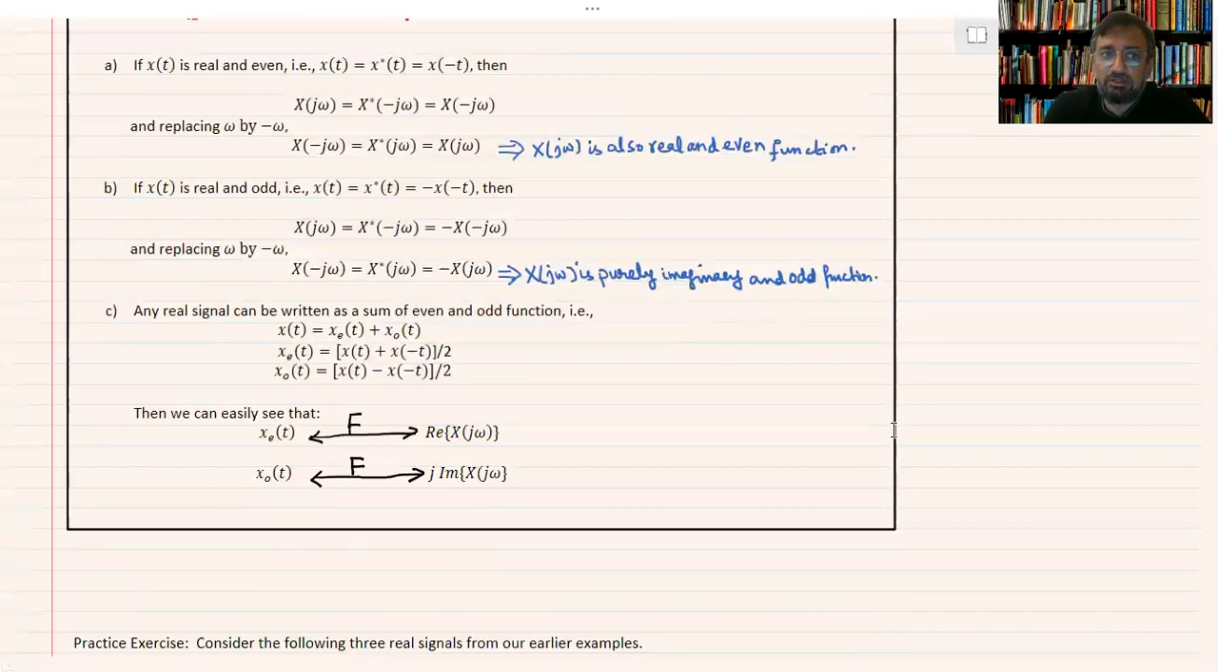So based on the conjugate symmetry property and the results in A and B, we can easily show that the Fourier transform of the even part of x(t) is equal to the real part of the Fourier transform of x(t). And similarly, the Fourier transform of the odd part of x(t) is j times the imaginary part of the Fourier transform of x(t).